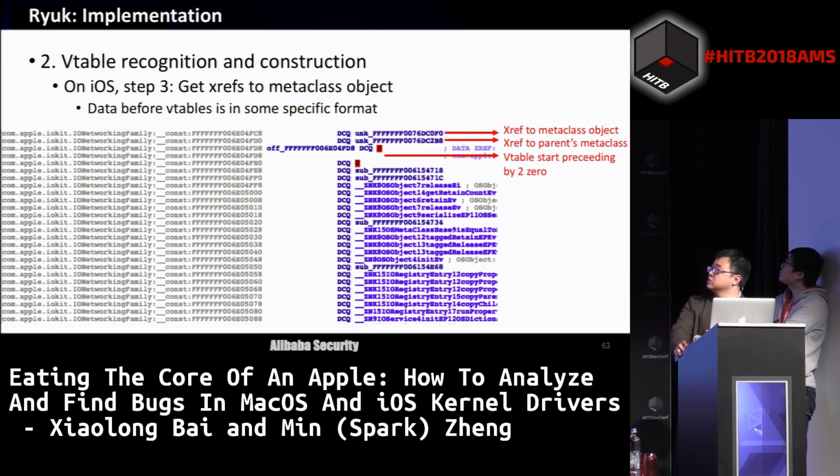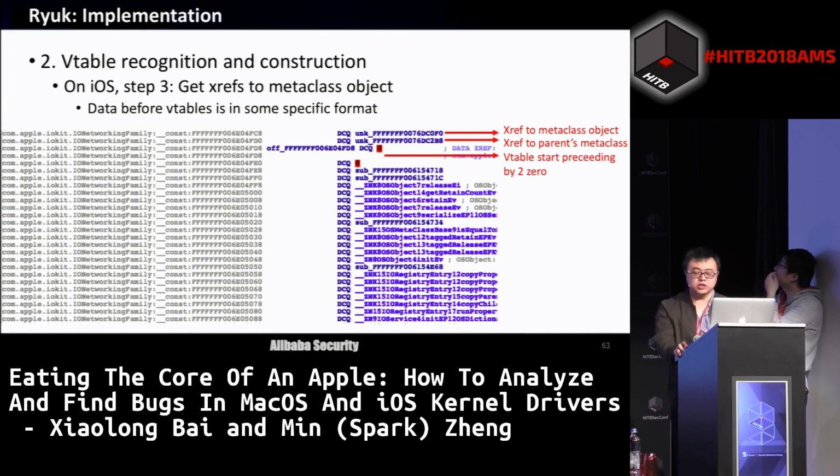And go to this cross-reference in the const section. We can find that this cross-reference is quite near the real VTable. We can see that the cross-reference is 32 bytes ahead of the start of the VTable. So now we find the VTables on iOS.